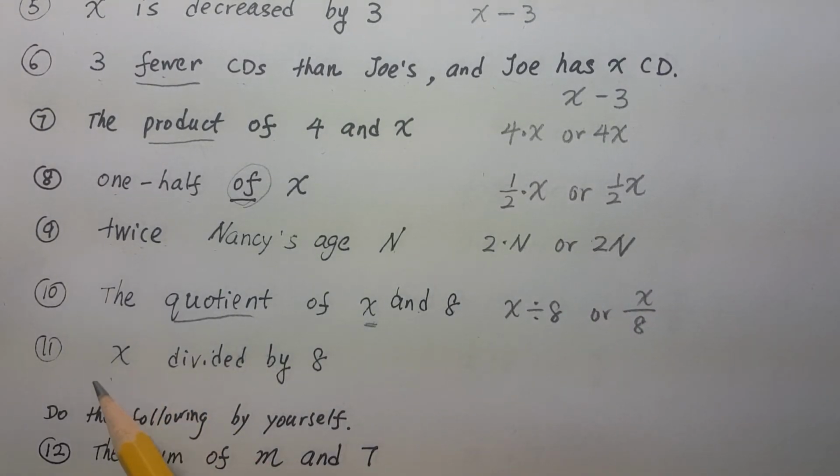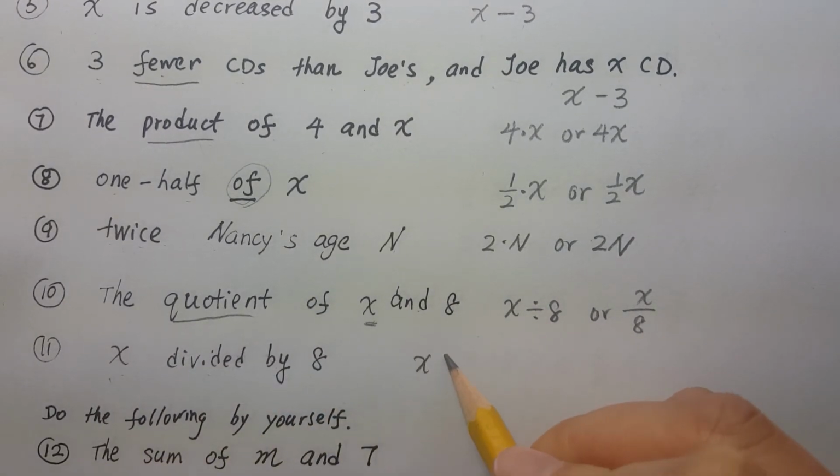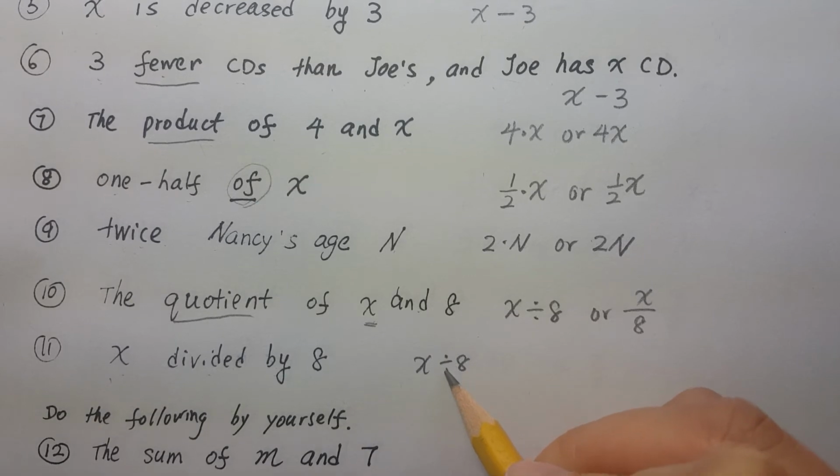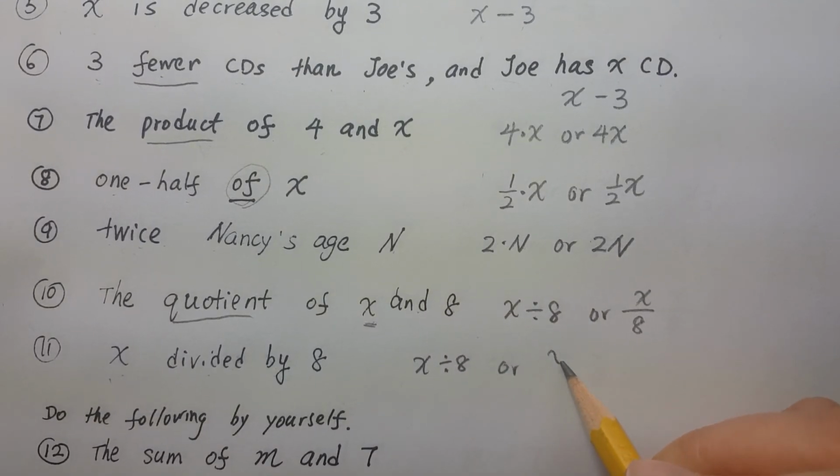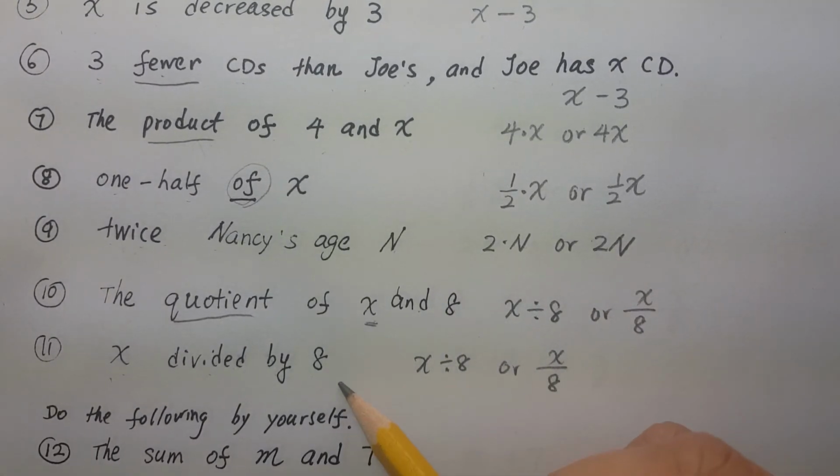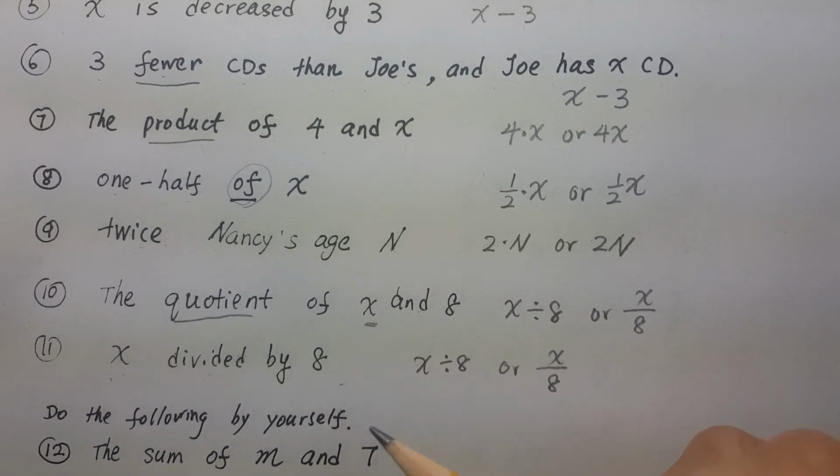Number 11, x divided by 8. So x divided by 8, or x over 8. So this number 11 is more straightforward. So we just went over addition, subtraction, multiplication, and division.